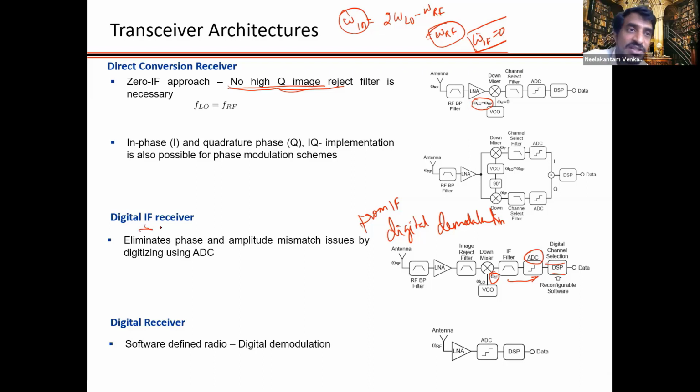A fully digital receiver is where you don't even go for IF. You directly sample it at RF. This is sampled directly at RF. So you don't even have an IF stage altogether, an intermediate frequency stage altogether.